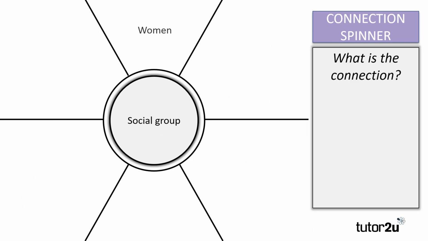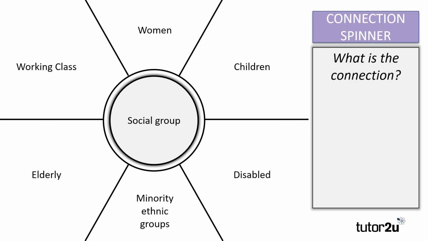Let's look at a second group. Let's spin it again and see which one it comes up with. Women. Why are women more likely to be in poverty than males? Again, if we think about employment practices, we think about the costs, we think about opportunities that may be limited for women, and explain why women are more likely to be in poverty than males.